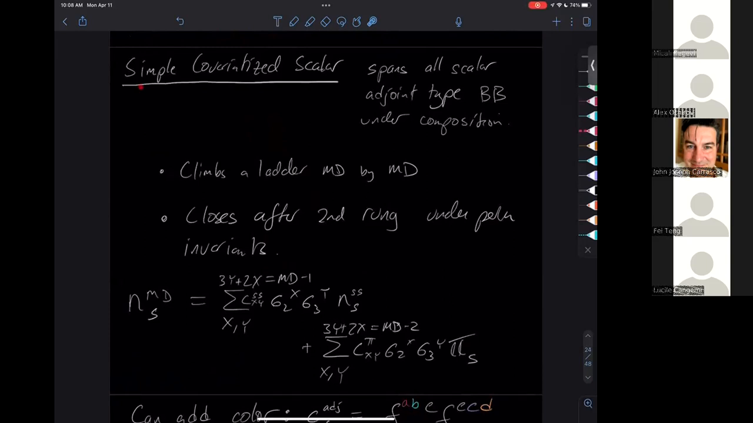But more to the point of adjoint color dual, this simple covariantized scalar spans all scalar adjoint type building blocks under composition. This guy we wrote down just a few minutes ago, the simple t minus u, climbs a ladder mass dimension by mass dimension. And this ladder closes after the second rung under permutation invariance. If you climb using the simple scalar and compose it with the pion, you'll just get something that you could have talked about in terms of simple scalar and pions times permutation invariance. So let me make this very concrete. For any arbitrary mass dimension composed simply of massless scalars at four points, the numerator can be given by permutation invariance times the simple scalar numerator, and permutation invariance times the pion. And there is nothing else.